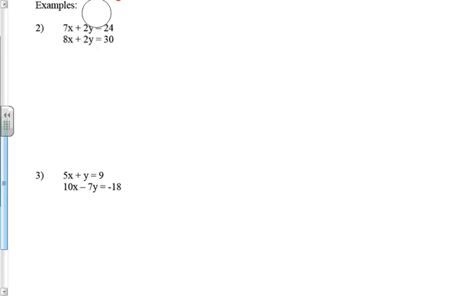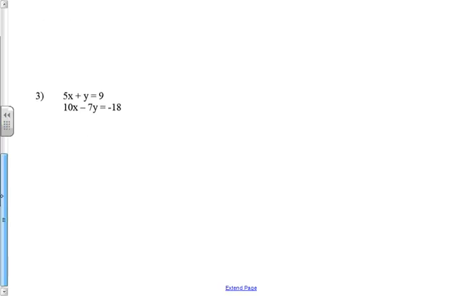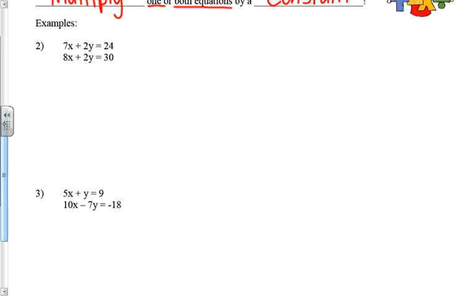But let's look down at the third example. The third example is a little bit different. In the third example, we do not have a variable that has the same coefficient. In number 2, they both have a coefficient of 2 on the y, so my eye is kind of automatically drawn to that y variable. If we look down at number 3, we have a coefficient of 5 and 10, and then we have a coefficient of 1 and -7. So neither one of those is the same. But all we have to remember is that we have to multiply by a constant. So it doesn't necessarily need to be a -1.